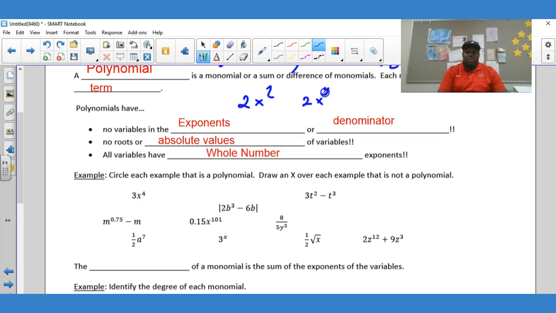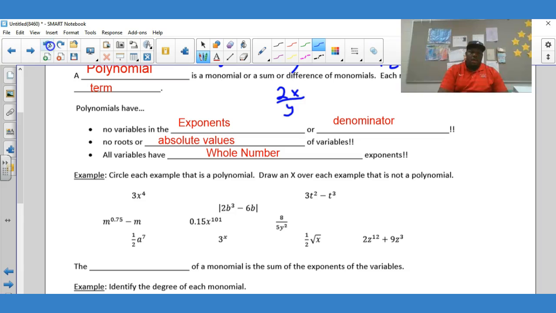No variables in the denominator. If it was a fraction, there would be no variables in the denominator. Meaning something like 2x over y. That's not a polynomial, okay? No variables in the denominator at all, okay?